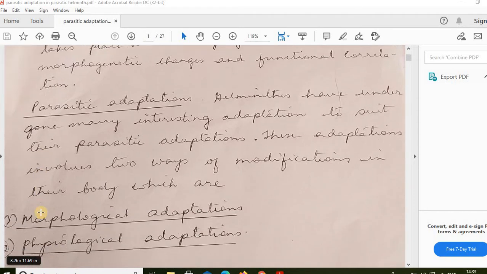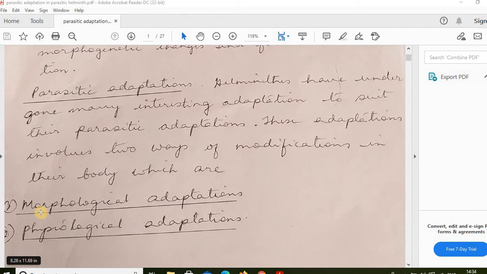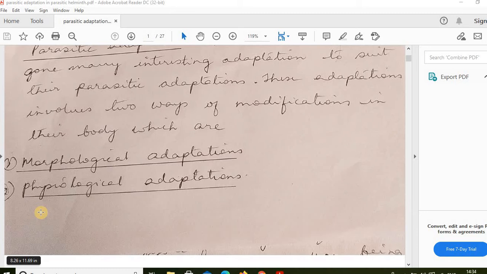The parasitic adaptation. Helminths undergo various interesting adaptations, that is, they live inside the host to suck the nutrition and get proper shelter from the host. So they have to adapt carefully. This adaptation is of two ways. Morphological adaptation, that is the change or the adaptation regarding their development or the structure of the body, and physiology, that is the functional anatomy or the process of digestion, circulation, etc.